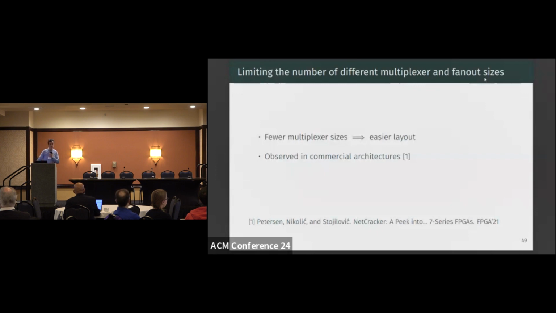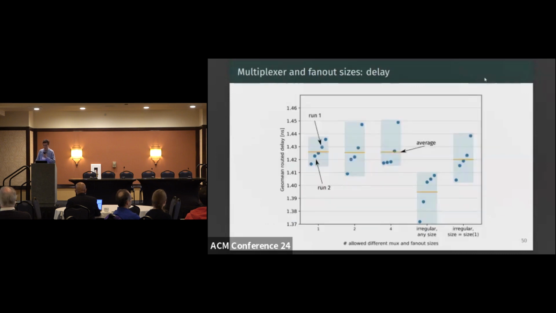And this makes sense because the fewer different multiplexes we have to lay out, the easier the layout will be. And also this is something that we can observe in commercial architectures. So here are first the results for the critical path delay.